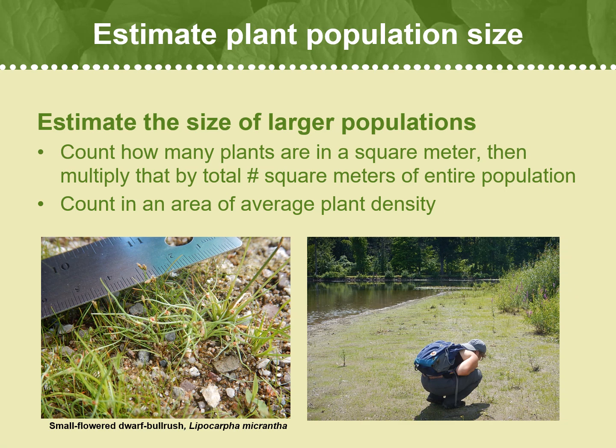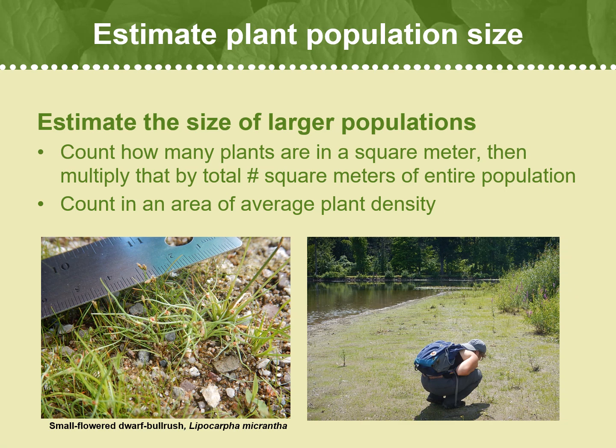One method to go about counting and estimating the size of a large population of plants is to first count how many plants are in a square meter, then multiply that by the total square meter area occupied by the entire population. Make sure you count plants in an area of average plant density, not on the edge where plants are sparse, or in a patch of densely packed individuals.